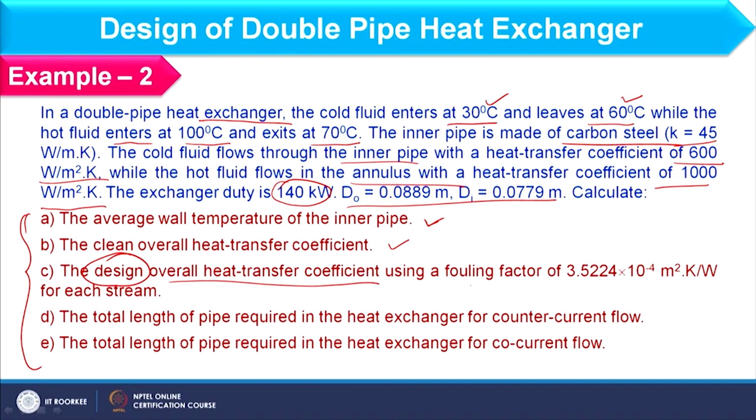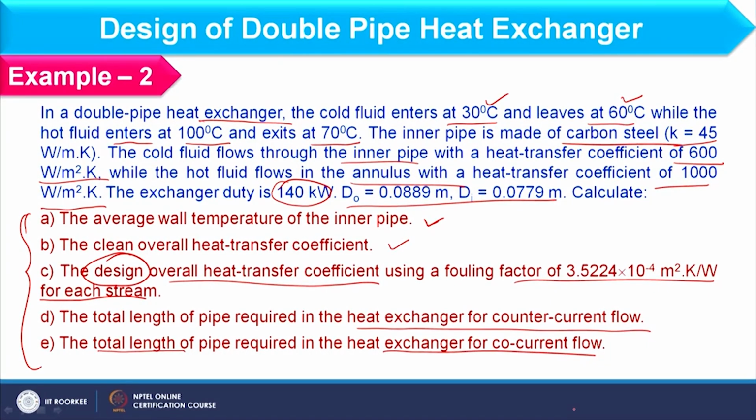It means it includes the dirt factor also, as a fouling factor of 3.5 to 4 × 10⁻⁴ meter square Kelvin per watt is given for both streams. And next you have to find out the total length of pipe required in the heat exchanger for counter current flow. Similarly, the last parameter is the total length of the pipe for co-current flow. So, all these parameters we will calculate for the double pipe heat exchanger for the given problem.